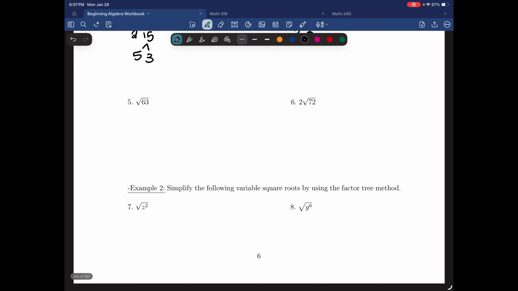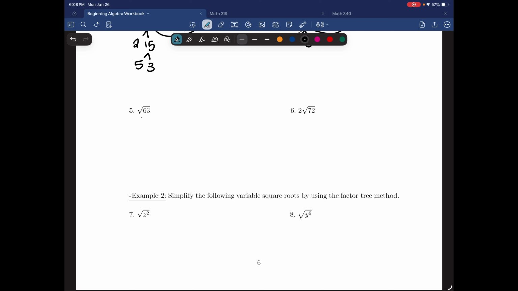So for example 5, we have the square root of 63. 63 isn't an even number, so I can't just start by dividing by 2. So automatically I'm going to think to myself, can I divide 63 by 3? And it just so happens that 63 is divisible by 3. So 63 divided by 3 is 21.